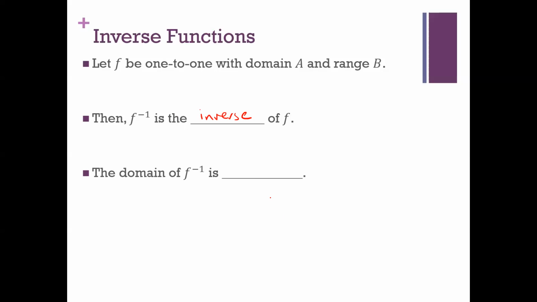B. So when you have an inverse function, you're taking x and y and you're exchanging them. Typically, we think of x as the domain, y as the range, but you're just exchanging them, right? So the range of f inverse is what? Yeah, by definition it is A.